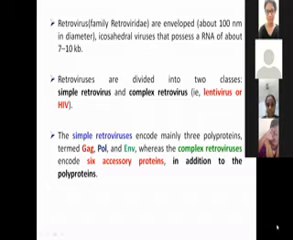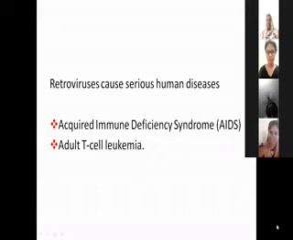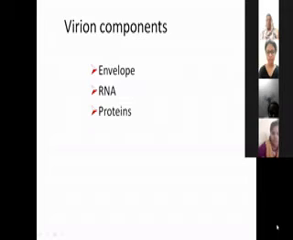So retroviruses are divided into 2 classes, that is simple retrovirus and complex retrovirus. Simple retroviruses encode 3 polyproteins, that is GAG, pol, and ENV, whereas complex retroviruses encode 6 accessory proteins in addition to the 3 polyproteins. Retroviruses cause serious human diseases like acquired immune deficiency syndrome and adult T-cell leukemia. That everybody knows. Now we are coming to virion components.